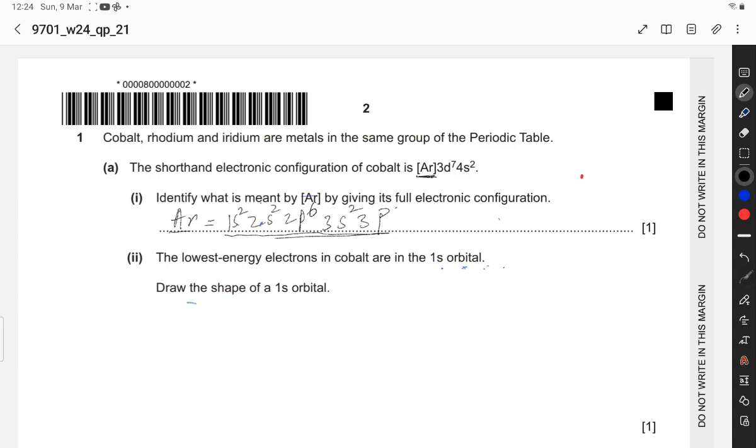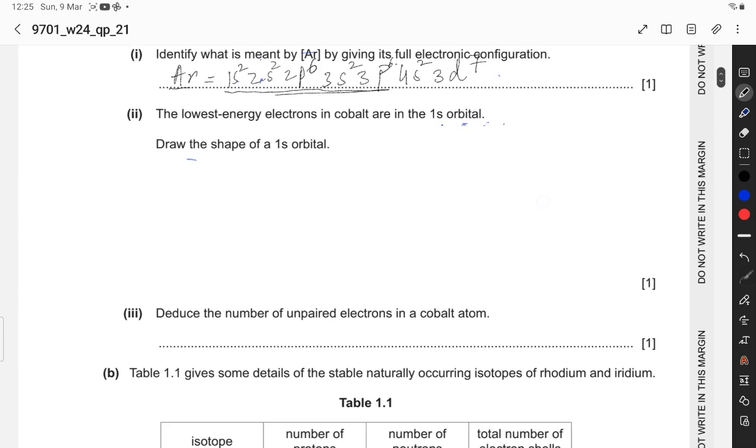So cobalt is 3d7, so afterwards 4s2 and 3d7, because cobalt is present in period 4, and after filling the argon electronic configuration we have to write down 4s2 and 3d7. The lowest energy electrons in the cobalt are in the 1s orbital.